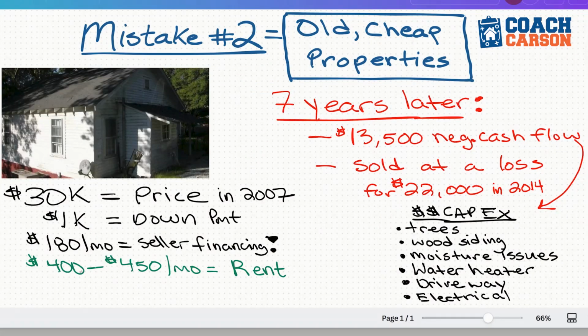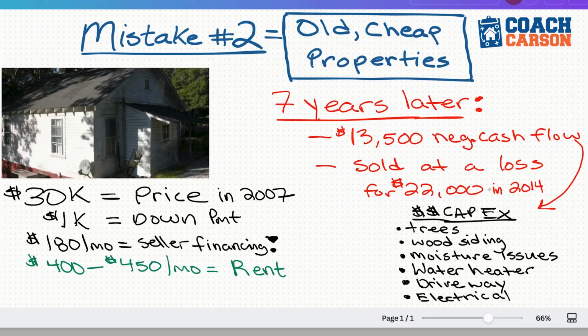So on the surface, this property rents for $400 to $450 per month at that time. And we could buy it for $1,000 down with $180 per month payment. You would think that would do pretty well. If you've ever studied the 1% rule, it met the 1% rule. Everything looks good, right? Well, let me fast forward and tell you the end of the story. 7 years later, in 2014, we sold this property for a loss for $22,000 to another investor. And in the meantime, we rented it out and had several tenants who didn't work out, and we lost $13,500 in negative cash flow.